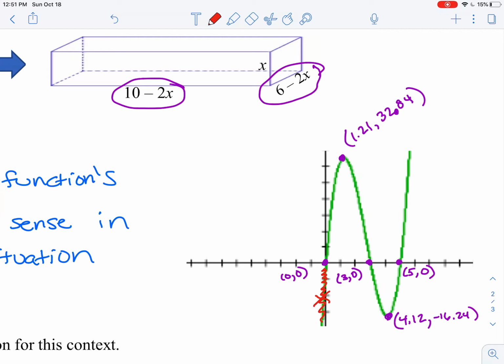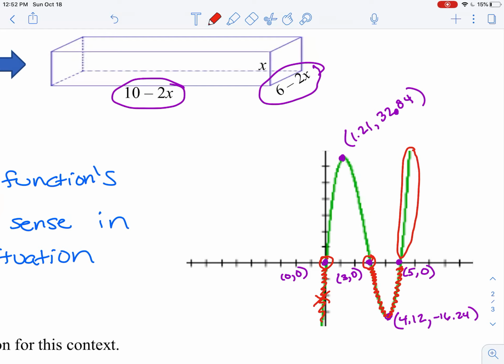Now, it also makes sense to tell ourselves that anything where we get a negative volume, that definitely doesn't make sense either, right? Now, here's where it gets a little bit tricky. I have to determine, does it make sense for us to remove anywhere more than 0 and less than 3 and to have this positive volume? That does make sense to me. But what if we remove more than 5 centimeters? Is this section going to make sense in the context?